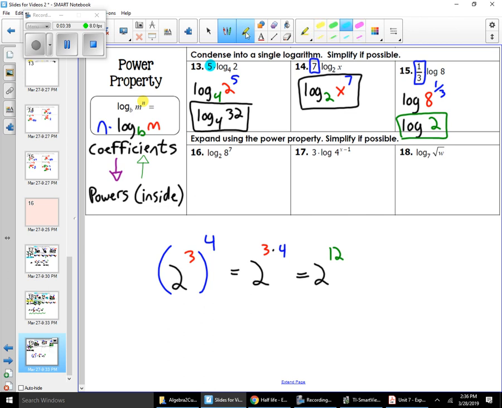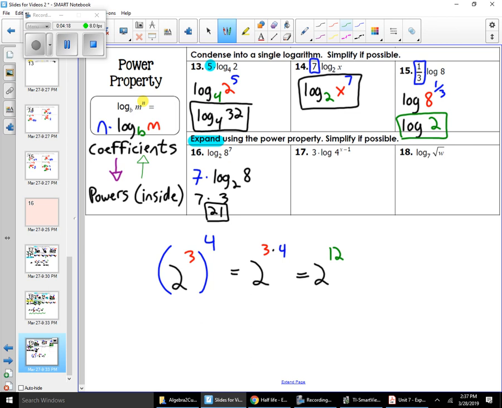16 through 18, we're going to do the opposite. We're going to expand. So taking a look at 16, that 7, which is an exponent, is going to come out front. That's going to be a log base 2 of 8. We can actually clean that one up a bit because log base 2 of 8, well, 2 cubed is 8, so log base 2 of 8 is just 3. And 7 times 3 is 21. So sometimes you can go a bit further. 16 is an example where we can. So that's nice.